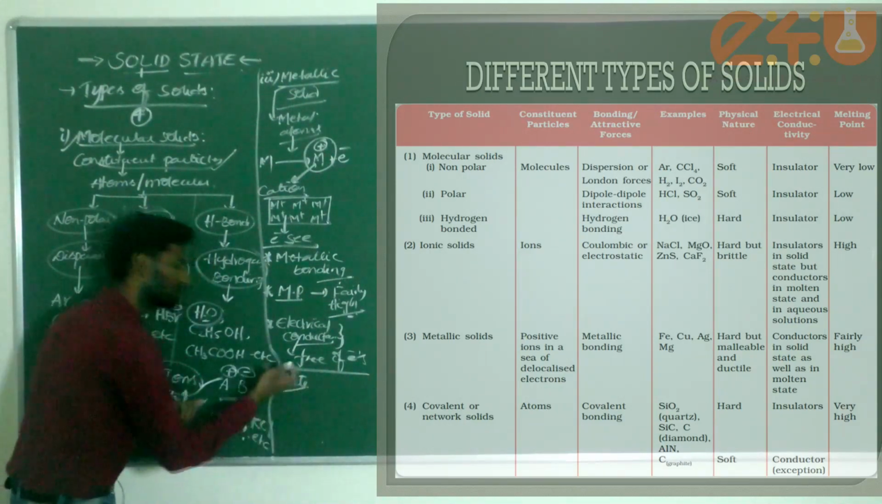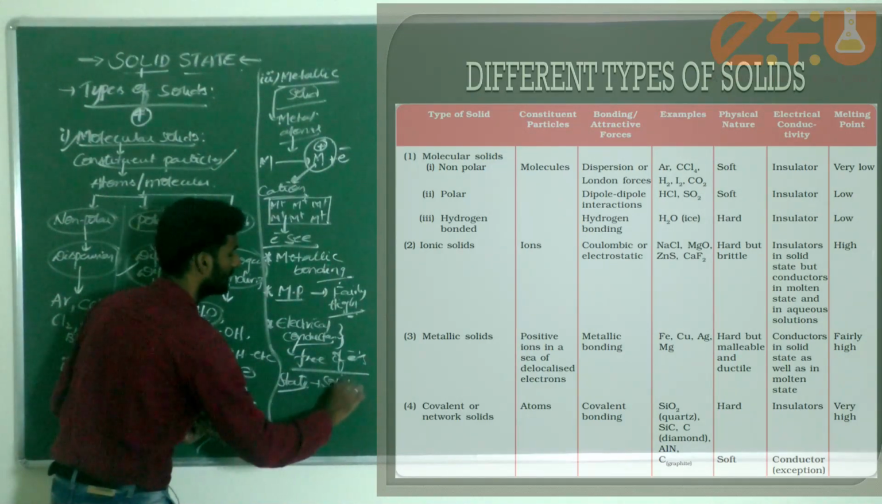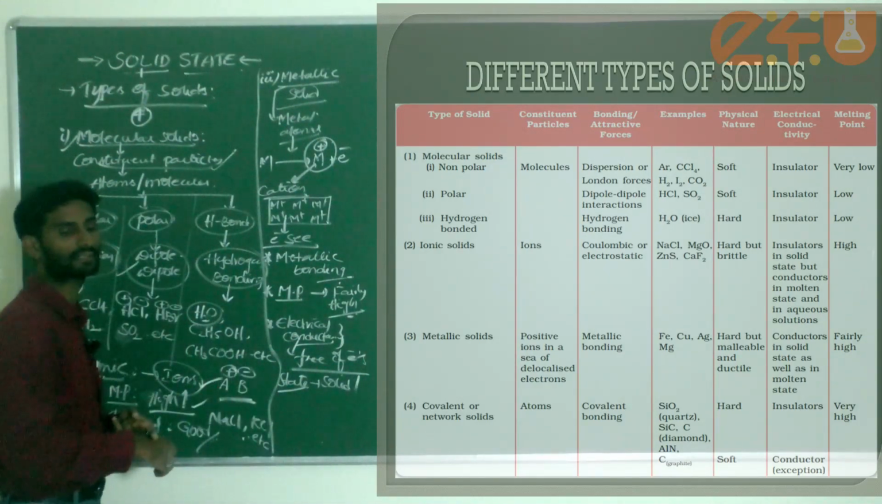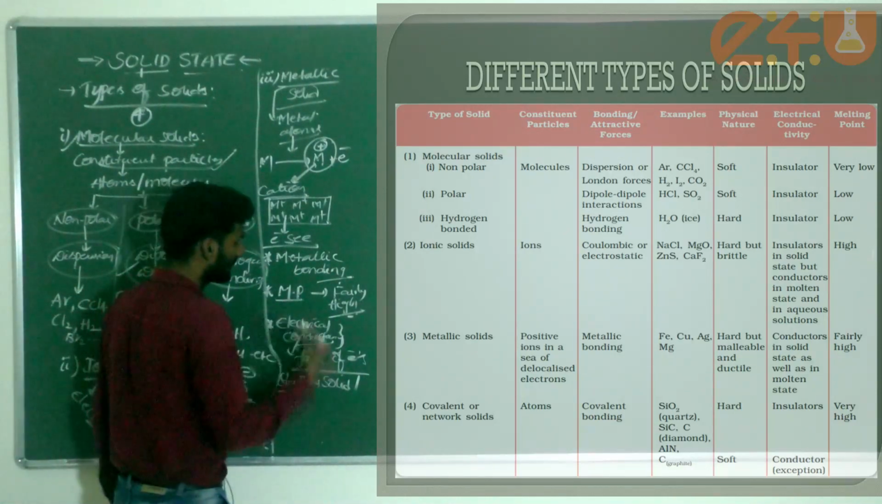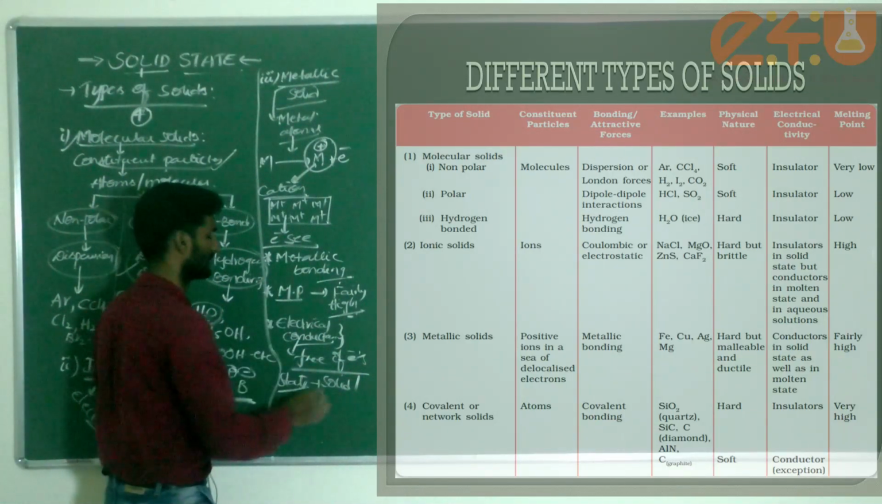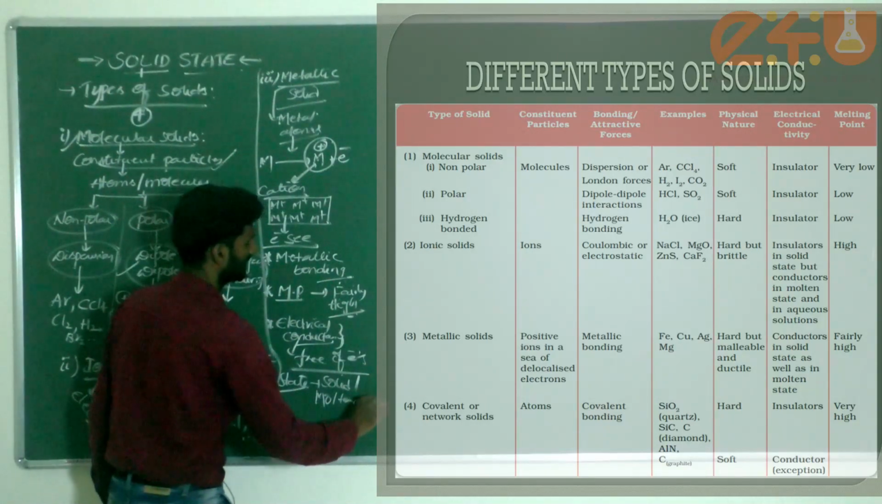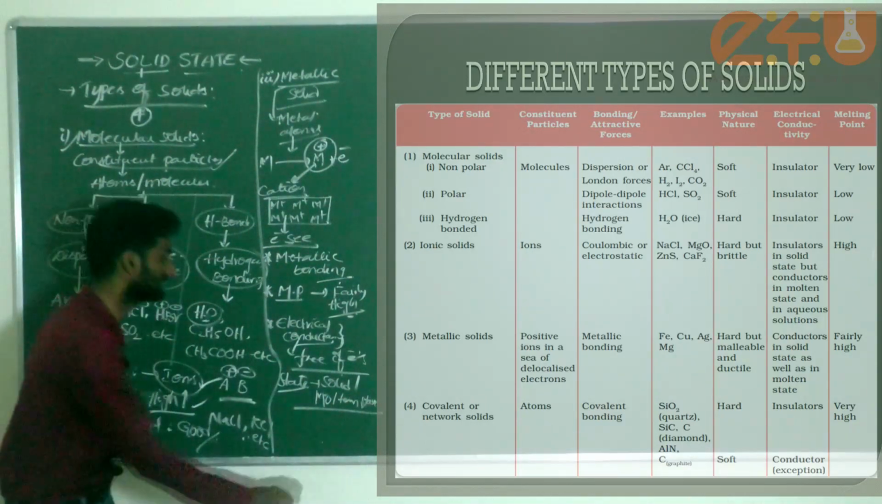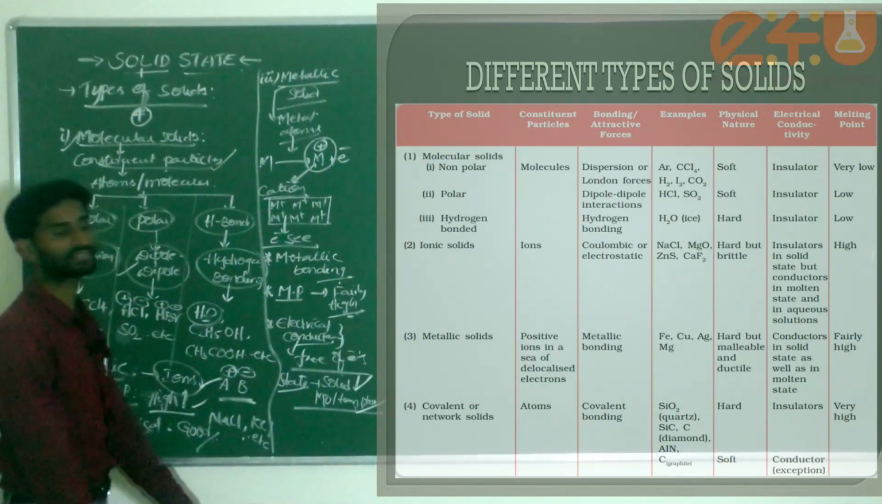Generally metals are solid at room temperature. It will be conducting in the solid state. Am I correct? It will be conducting what, dear students? Solid, and if you apply heat, a large amount of temperature, it is converted into the molten state. That means in the solid state it conducts electricity, as well as in the molten state.